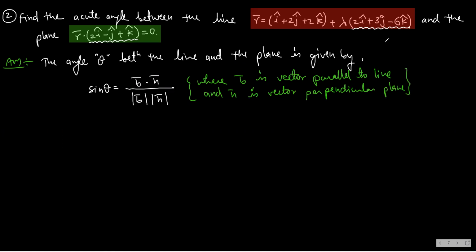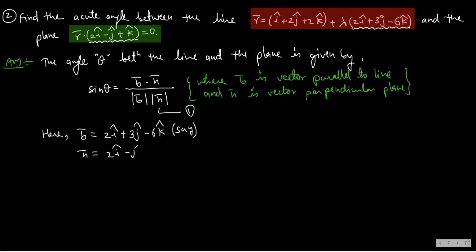So by having said this, now what I know is what is b bar and what is n bar. So this is my equation number 1. See here, I write here, what is b bar? B bar is this, 2i cap plus 3j cap minus 6k cap, and n bar, within the equation of the normal, is 2i cap minus j cap plus k cap. That is b bar and n bar, which I'm writing. It is the notation, symbols.